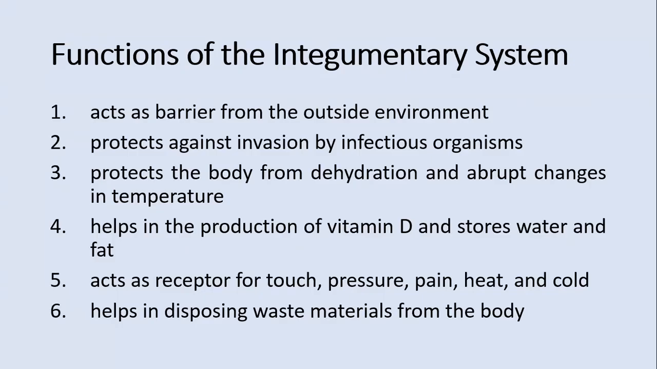What are the functions of the integumentary system? Number 1, it acts as barrier from the outside environment. 2, it protects against invasion of infectious organisms. 3, protects the body from dehydration and abrupt changes in temperature. 4, helps in the production of vitamin D and stores water and fat. 5, acts as receptor for touch, pressure, pain, heat, and cold. And number 6, helps in disposing waste materials from the body.